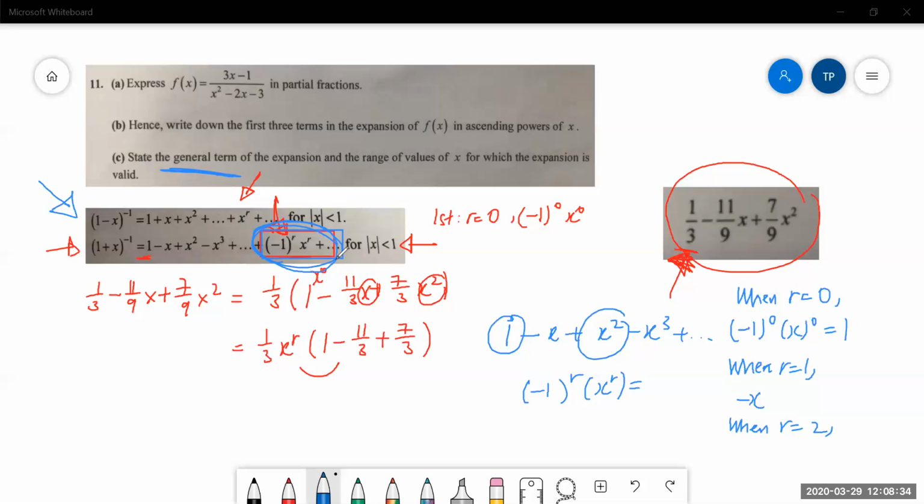Because this one is just a state. State means only 1 mark. State the general term, 1 mark. State the range of values, another 1 mark. Where's the range of values? The range of values is here. The range of values will always be modulus x less than 1, right? Okay. It will always be.